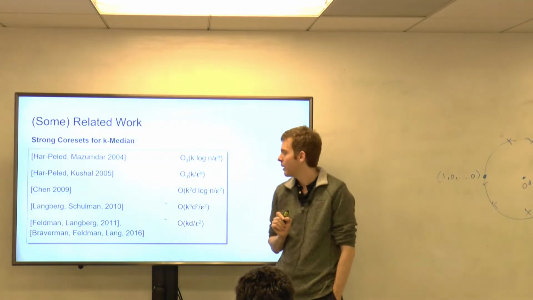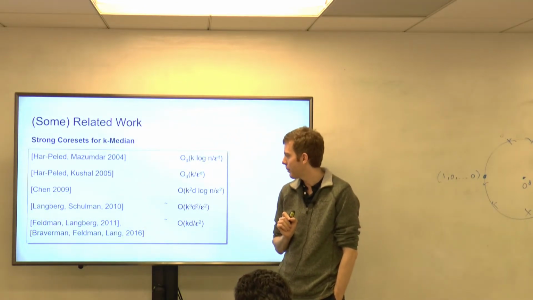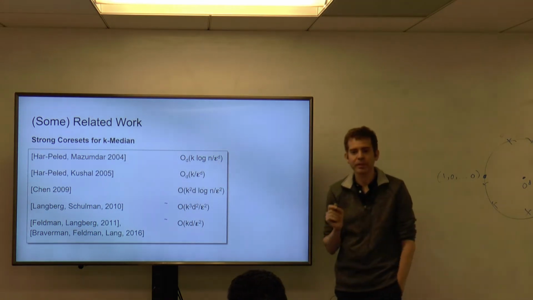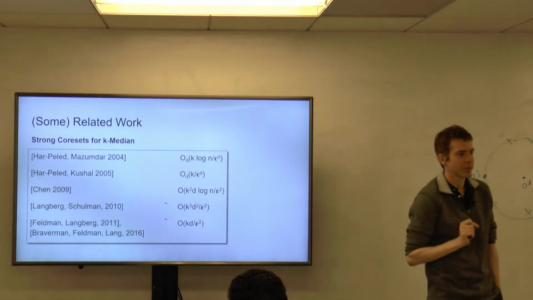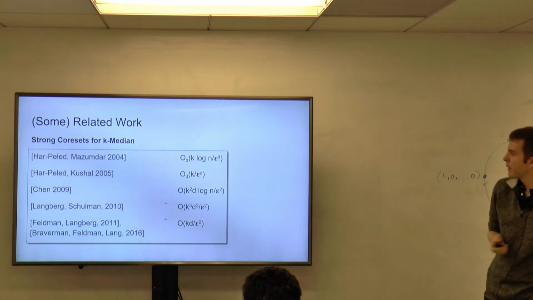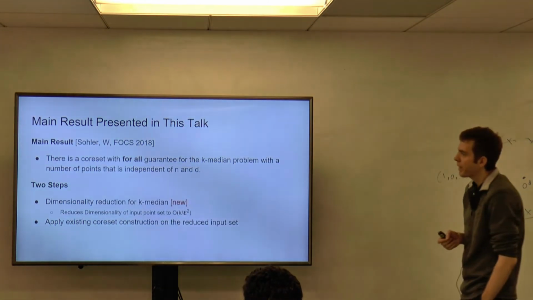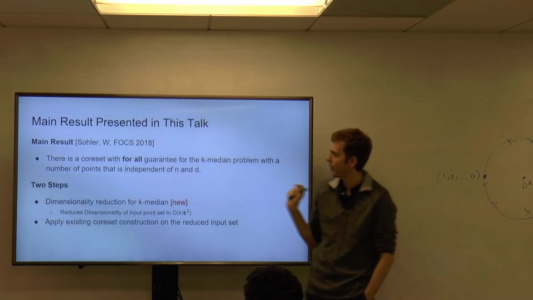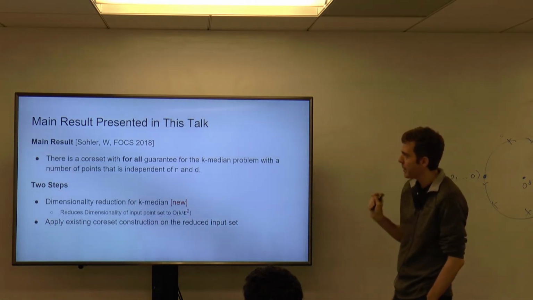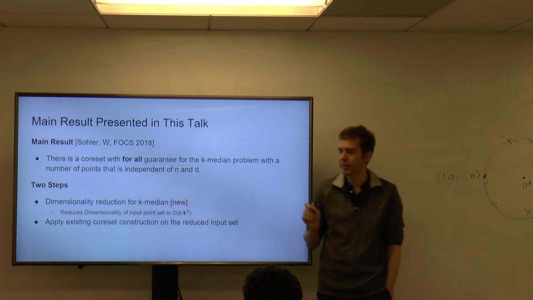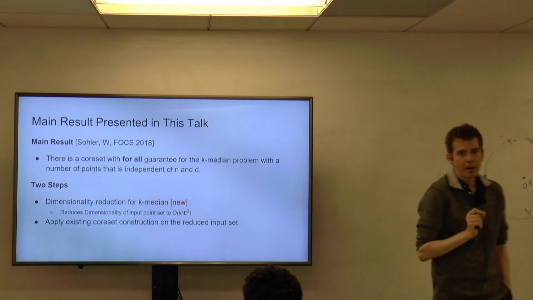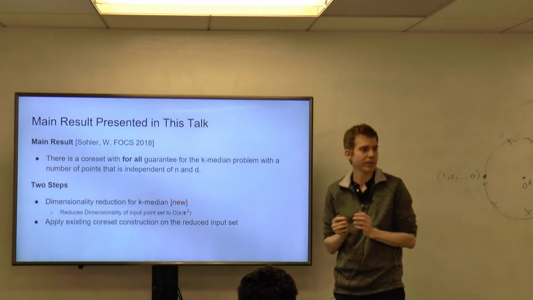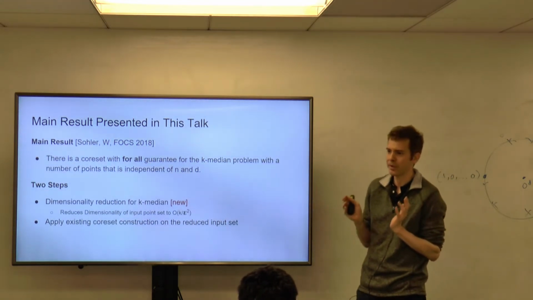So our question really is, does the d need to be there? This is the motivation of this work. The main result we show is that it doesn't need to be there at all. There is a Coreset achieving this for-all guarantee for the K-median problem with a number of points that is independent of both n and d. The Coreset size is polynomial in k over epsilon. It's roughly k squared over epsilon to the fourth.